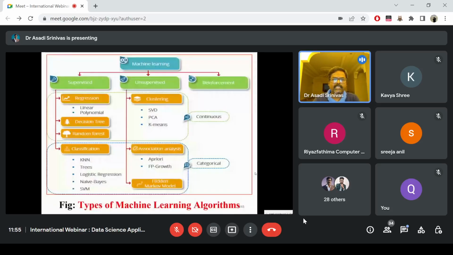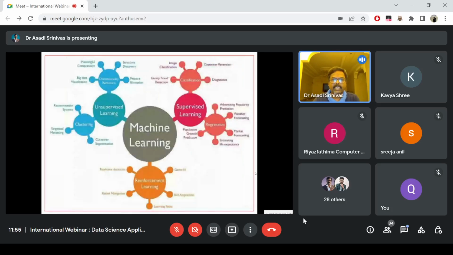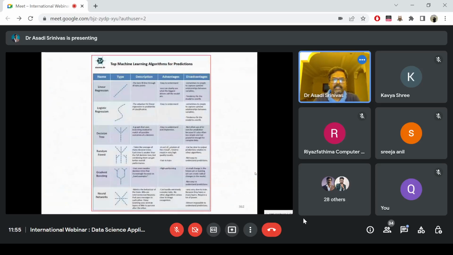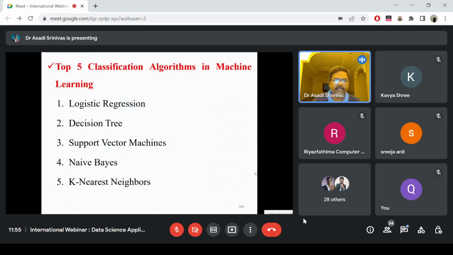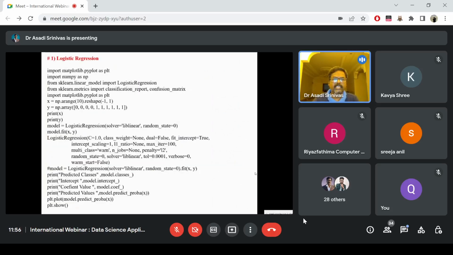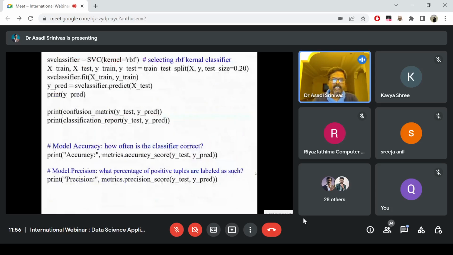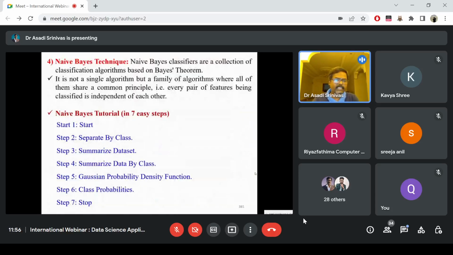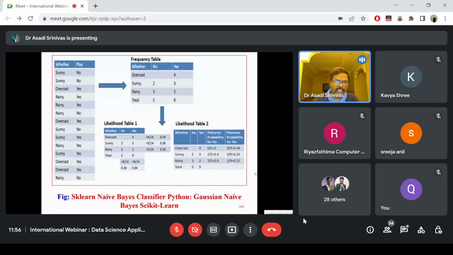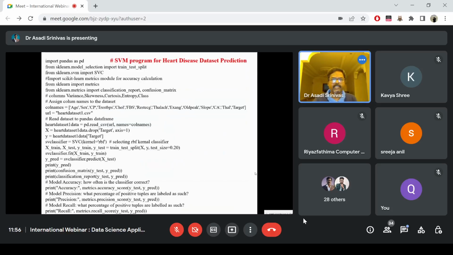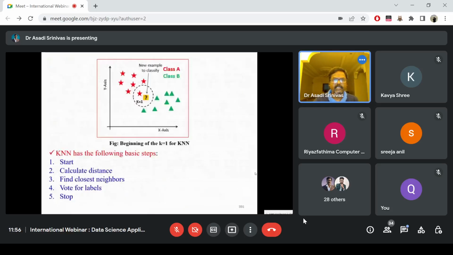What are the applications? I'm going directly to the practical part. These are the 5 techniques I have executed. Linear regression I have demonstrated, decision tree I have demonstrated, and the naive Bayes technique. This is naive Bayes. Now I am going to demonstrate this naive Bayes technique. This is the output I got: naive Bayes and support vector machine for a heart disease data set. Okay.